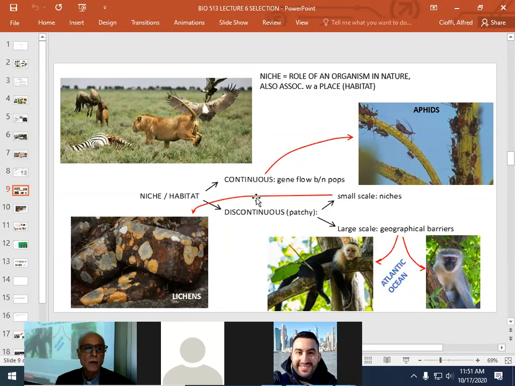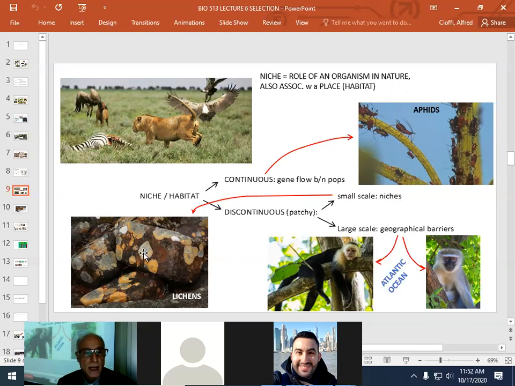So it's kind of a continuous niche. Whereas discontinuous means that they have their own geographical region. That geographical region can be very small scale. For example, lichens stuck to a rock, all right? Definitely they are not continuous, but discrete or discontinuous or patchy. Each lichen can be very well defined with its natural border, all right? And they can either be at a small scale or a large scale.